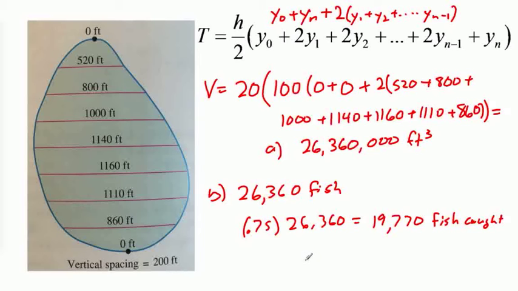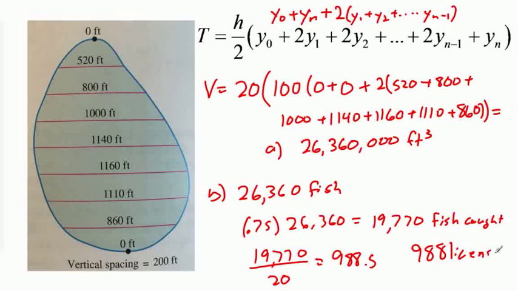Then it says, if everybody who has a license can catch 20 fish, how many licenses do I want? So if I take 19,770 and divide that by 20, this will be, if everybody catches 20, how many licenses do I want? And this becomes 988.5. So I want to sell 988 licenses. That's it.